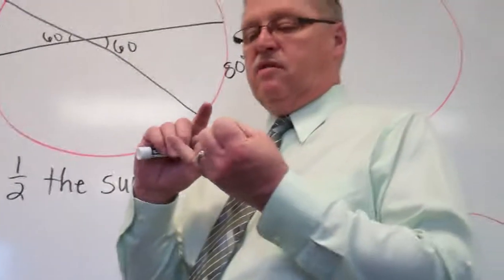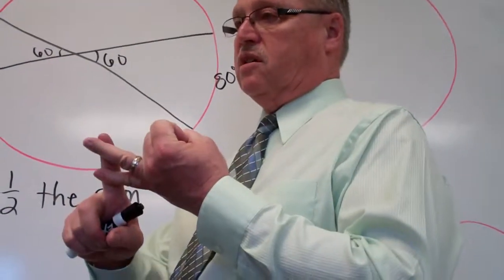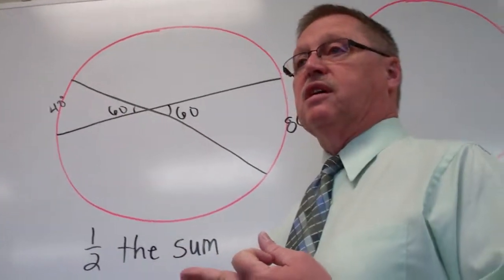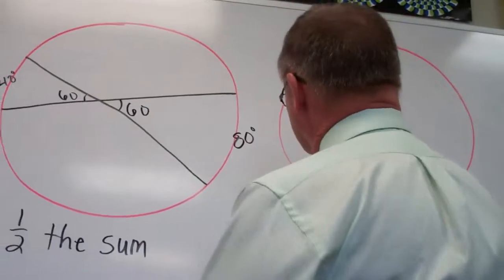What's the next one about, Jacob? The measure of an angle formed by two lines that intersect outside a circle is half the difference of the measures of the intercepted arcs. All right, let's recap here. We've done vertex at the center, vertex on the rim, vertex somewhere inside. The only thing left is vertex outside. So I'm just going to sketch one of those.